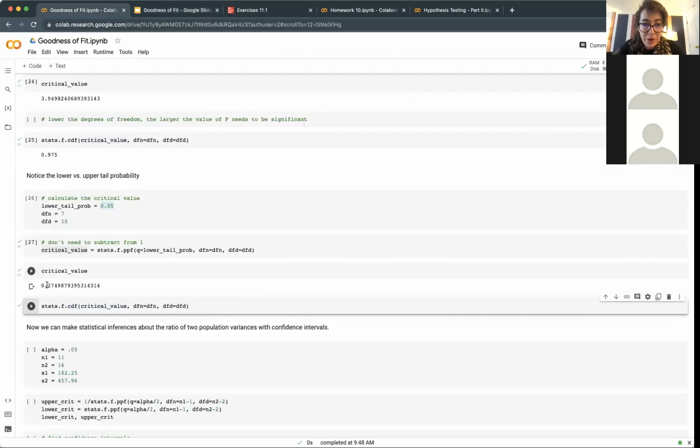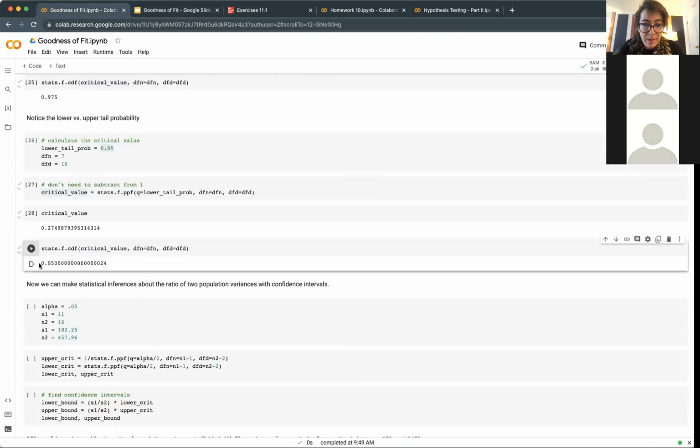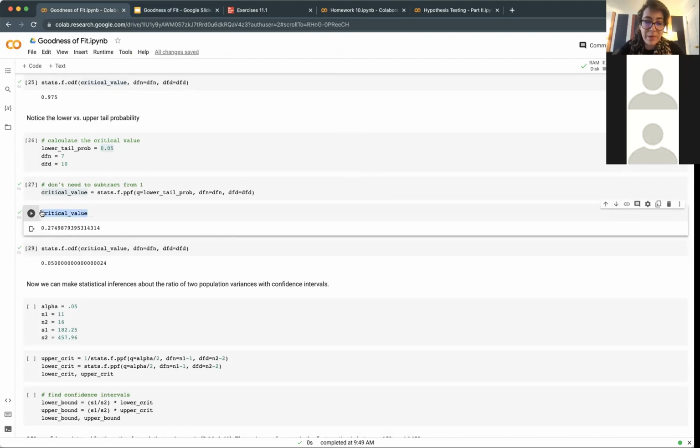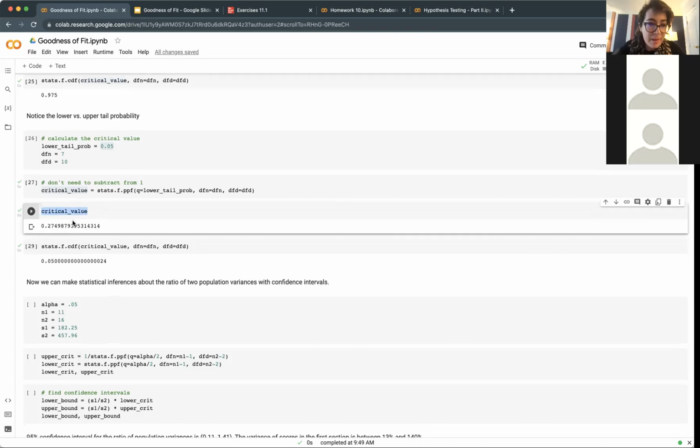So the area under the curve here is still that 0.05, but now on the left side, if you're thinking about it, because we didn't subtract it from 1. And this would be, how many standard deviations away from the mean are you? So 0.27.